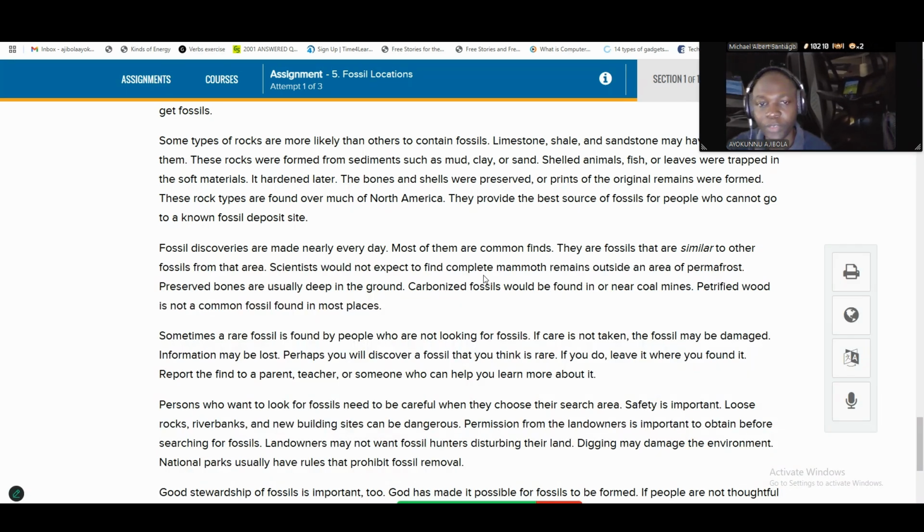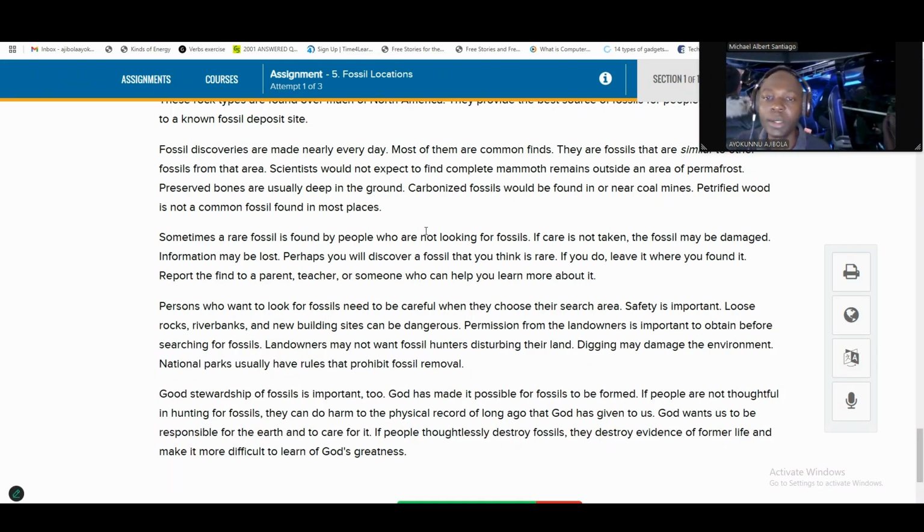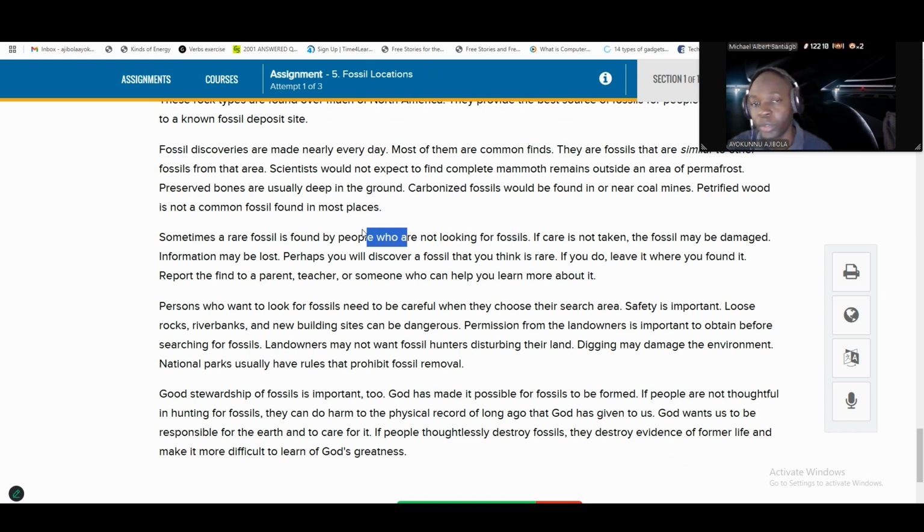Scientists would not expect to find complete mammoth remains outside an area of permafrost. Preserved bones are usually deep in the ground. Carbonized fossils will be found in or near coal mines. Petrified wood is not a common fossil found in most places. Sometimes a rare fossil is found by people who are not looking for fossils. They're looking for something else, but they just stumble on the fossil.